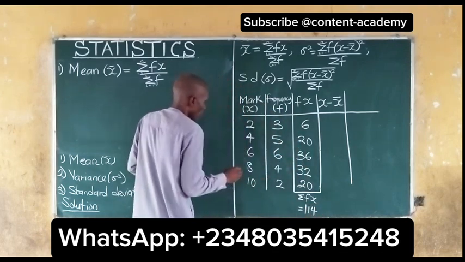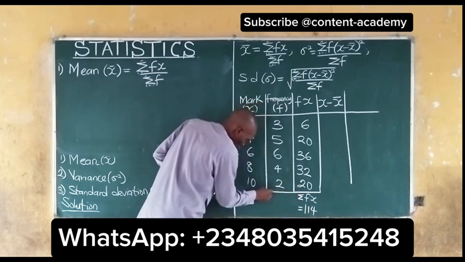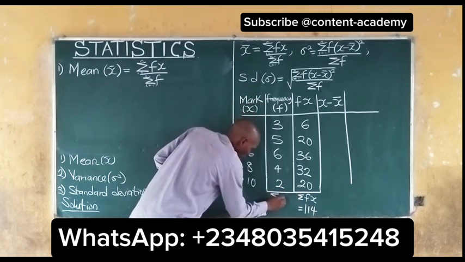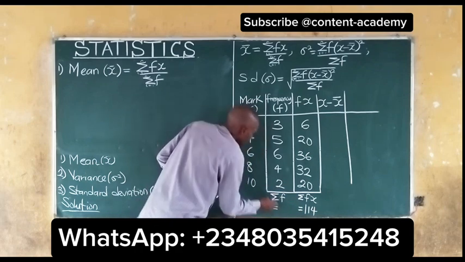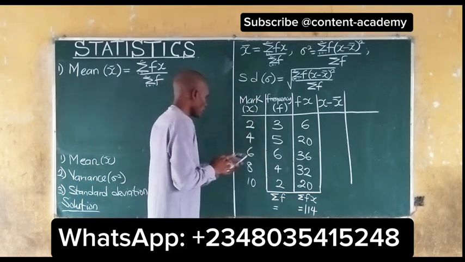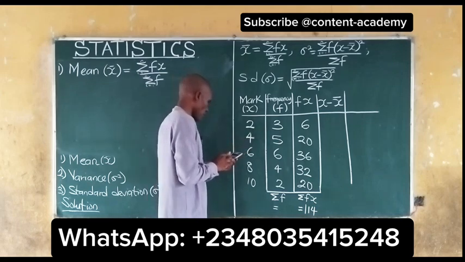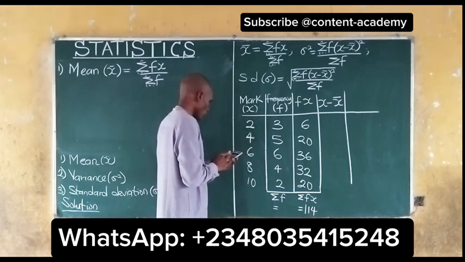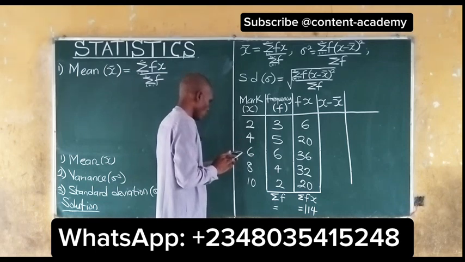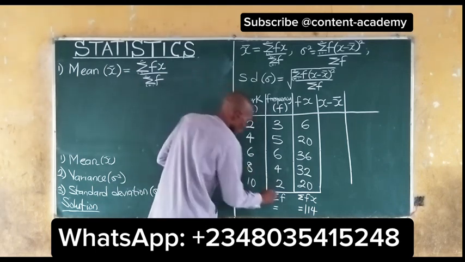Now, what is the summation of f? That means the addition of f. We can write it as 3 plus 5 plus 6 plus 4 plus 2. So we get it to be 20.